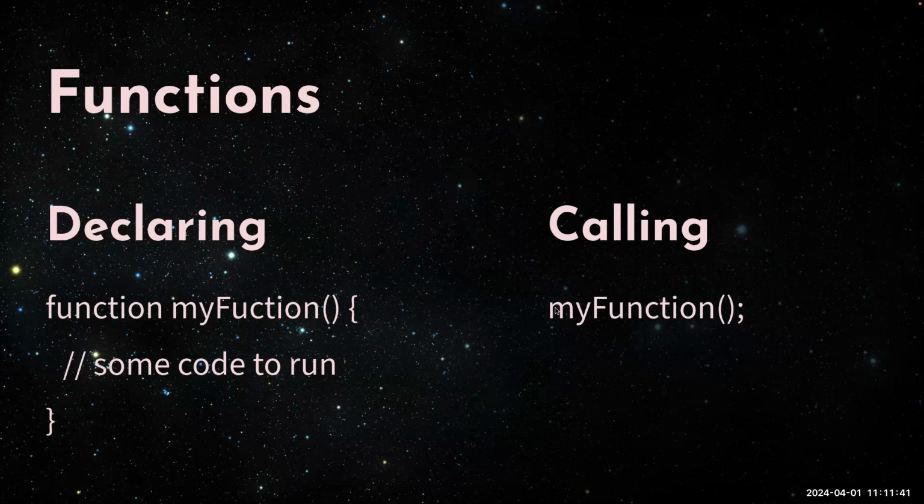So in our case, we're going to use a function that says, look at the theme of the user and then switch it every time they click the button. And to call it, you just put the name, the parentheses, and then this semicolon.